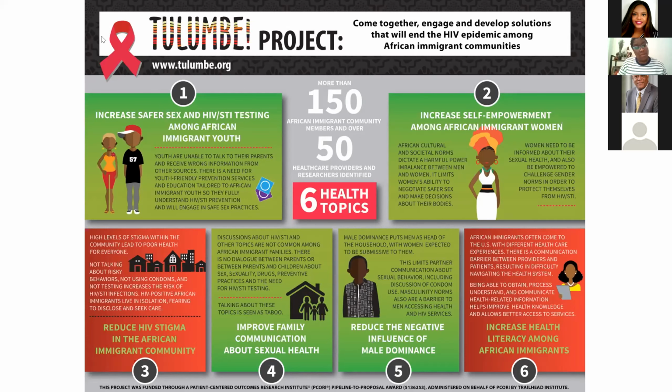So thinking about communication between the mother and the father, communication between the parents and the children, and even communication amongst children within different families. And then the fifth is to reduce the impact of male dominance that is found in African communities and African families. And then the last is really to focus on health literacy, building the literacy of African immigrants and understanding how to navigate the system, even understanding certain language and words that we use in HIV prevention.